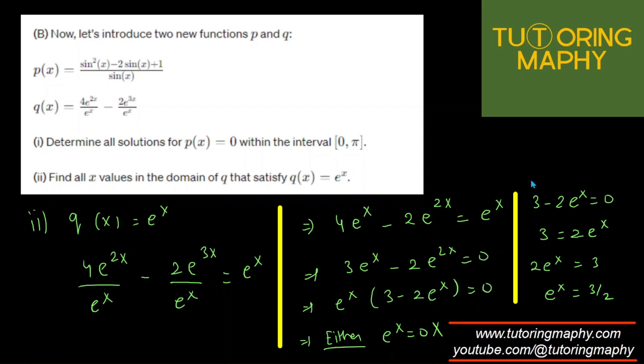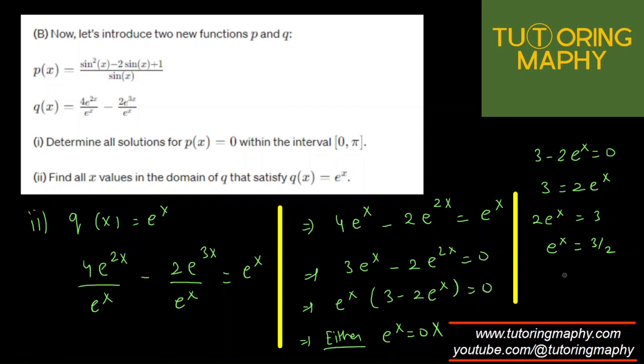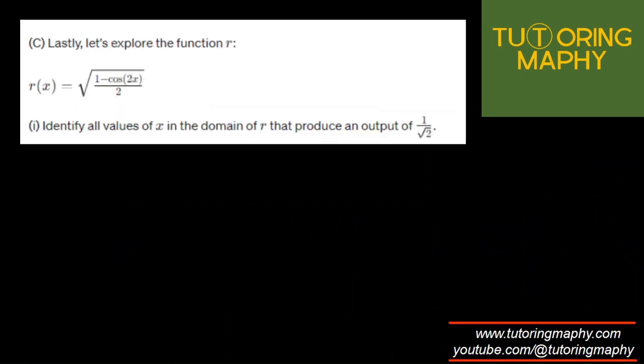So what is x, guys? Obviously taking natural log on both sides. So x is natural log, or ln, of 3 over 2. That's the final answer. Hope this makes sense as well. It was a good question. Let's try the last one.